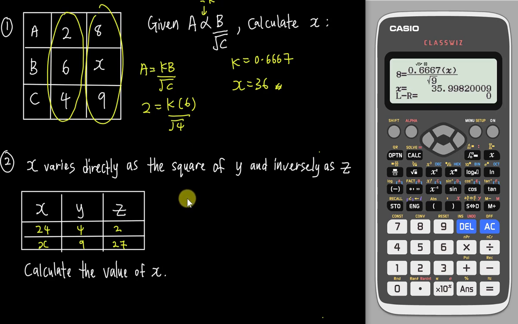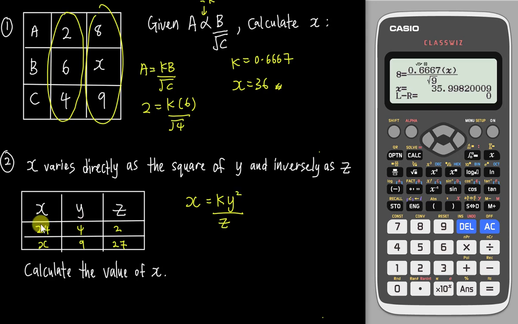I will straight away write the equation. So x varies directly, basically the square of y is on top. So I will say varies directly, I must have a k here after the equal sign. So y squared over, and inversely as z. We know inversely basically means z will be at the denominator, isn't it? So over z. Alright, so what I want to do right now is find the k first.